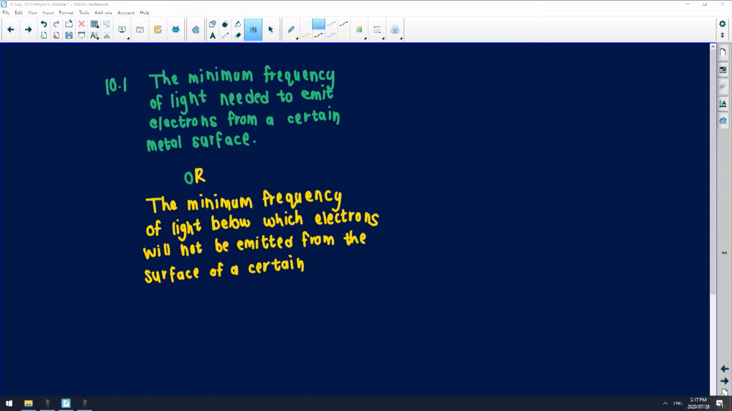So most of the time, memorandums will have either-or, but also if your teacher has something else that is correct, you're more than welcome. So we can either say the threshold frequency is the minimum frequency of light needed to emit electrons from a certain metal surface, or we can say it is the minimum frequency of light below which electrons will not be emitted from the surface of a metal, which is true because remember, when we have different metals, they have different frequencies that are required so electrons can be emitted.